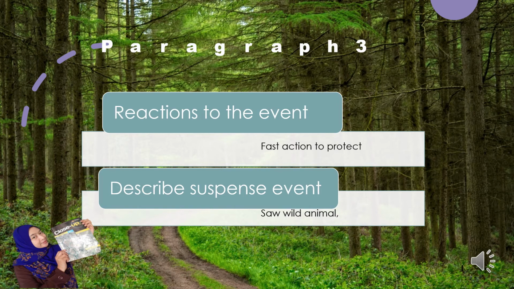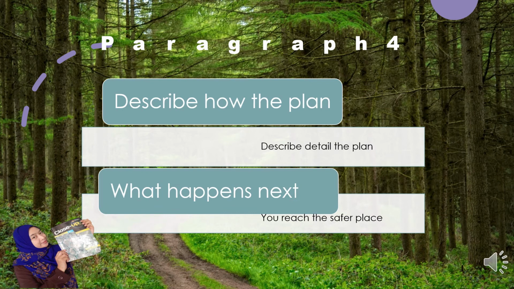In paragraph 3, reactions to the event. What is the first action to protect yourself? Then, describe the suspense event, in which you saw a wild animal. Paragraph 4. Describe how the plan, which you have stated in paragraph 3, is carried out. Describe detail about the plan. Then, what happens next?